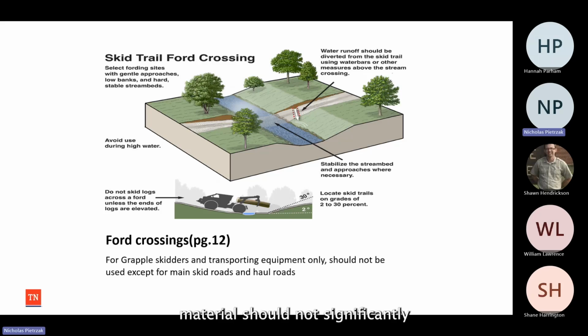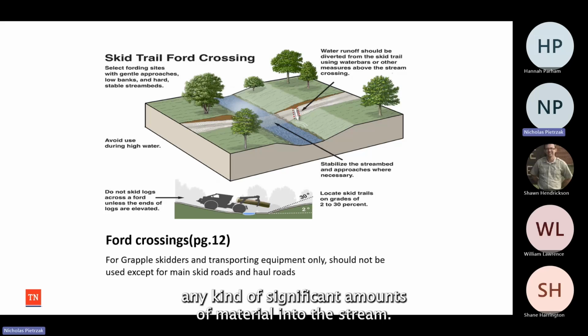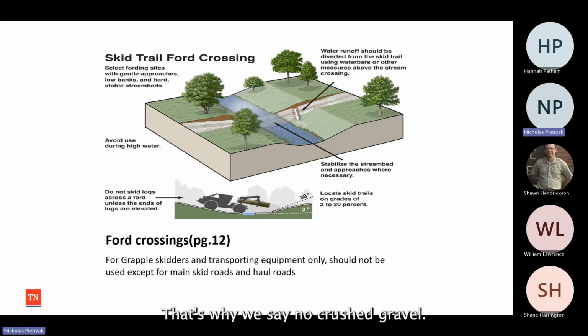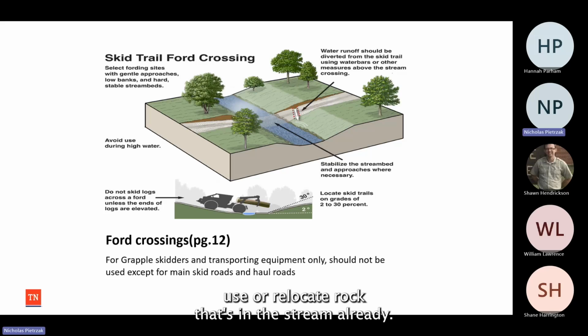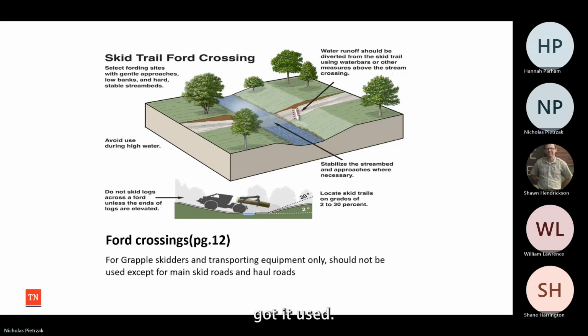Material should not significantly impede the stream flow or release any kind of significant amounts of fine material into the stream. That's why we say no crushed gravel, none of that dust, and you should use large rock to armor the approaches and exits of the crossing. You can see in the figure here, and do not use or relocate rock that's in the stream already. You've got to use a large stone from a quarry.